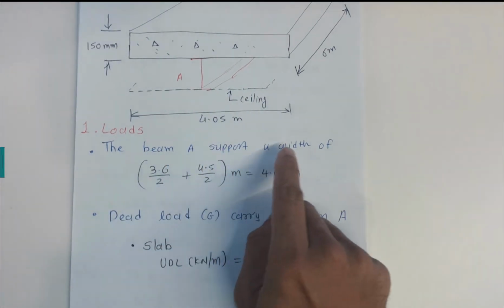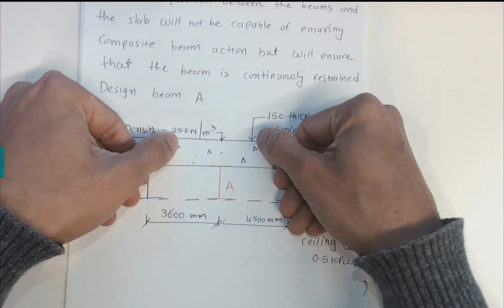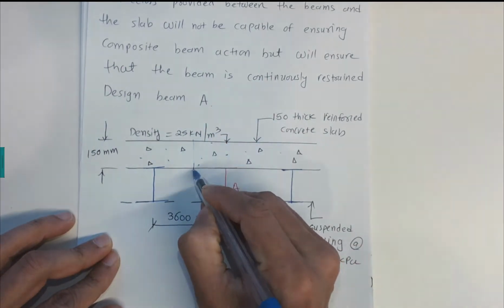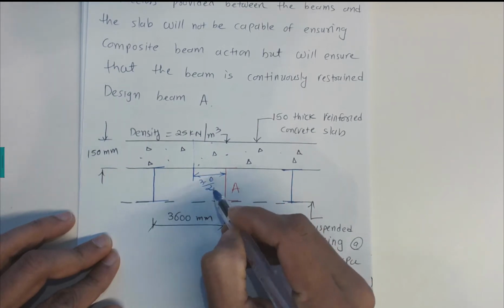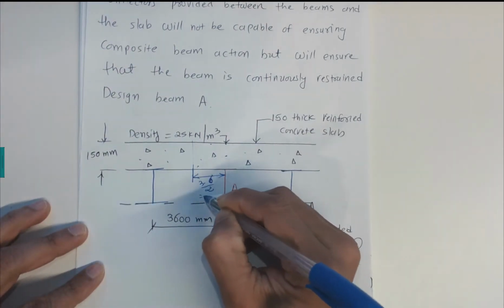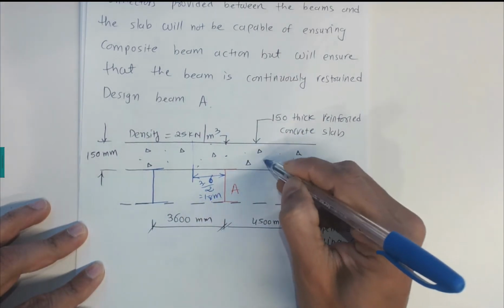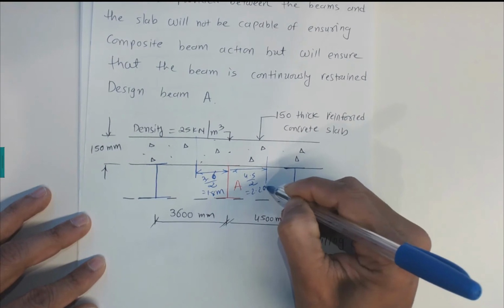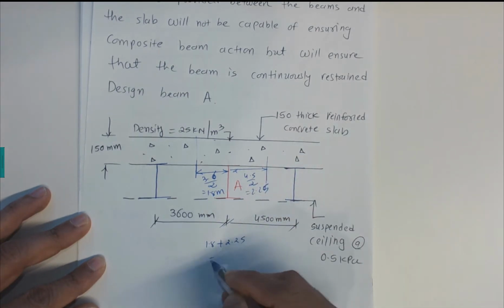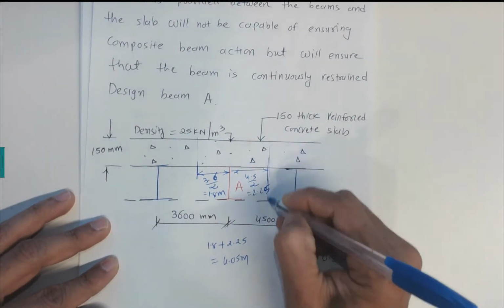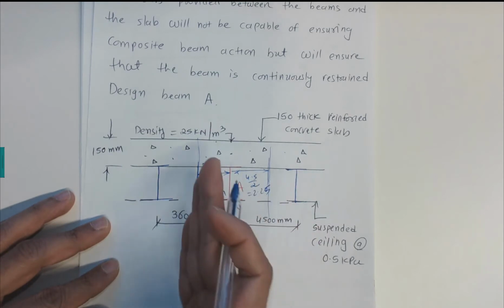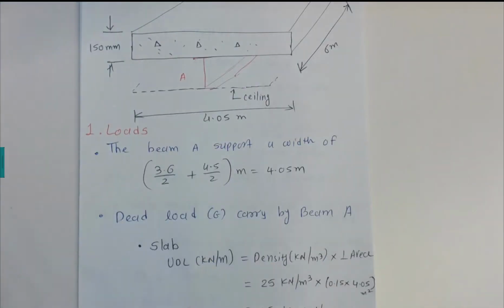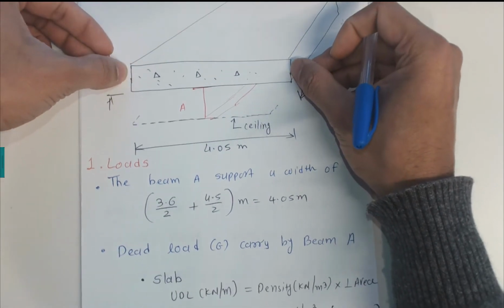So first of all we need to find out how much width of the slab will be taken by beam A. The beam carries half of the left side, 3.6 divided by 2, which gives us 1.8 meters, and half of the right side, 4.5 divided by 2, which gives us 2.25. So 1.8 plus 2.25 gives us 4.05 meters. The other halves would be carried by the neighboring beams. That's how I calculated 4.05, which is the width of the slab that would be carried by this steel beam.